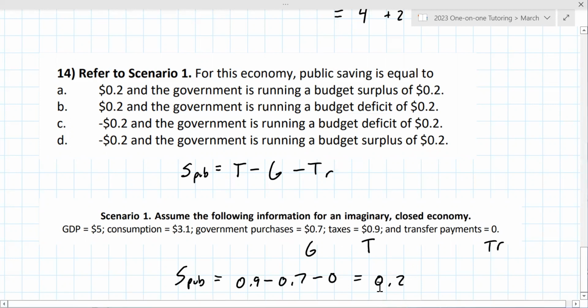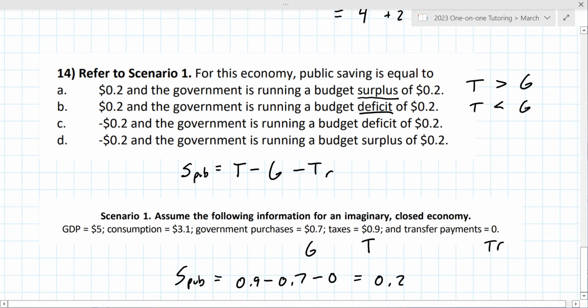Got it. So this is 0.2. The question is, why is it A and not B? I believe the answer is A. Is that clear? Because it's a surplus. Surplus means that taxes are greater than government purchases, because we're getting more than we're paying. Yeah, it depends on the perspective.